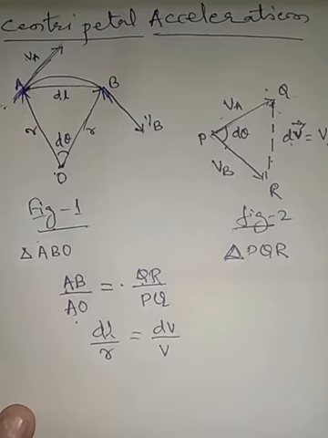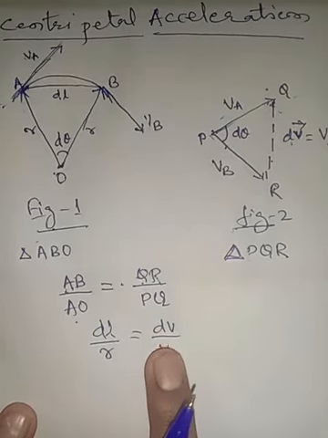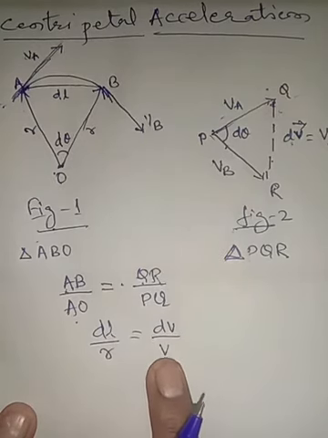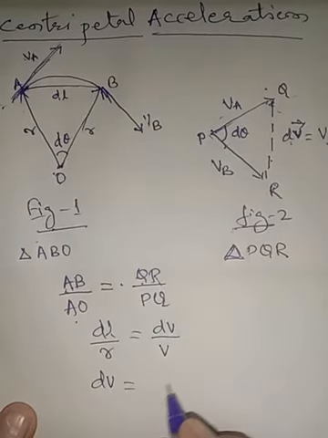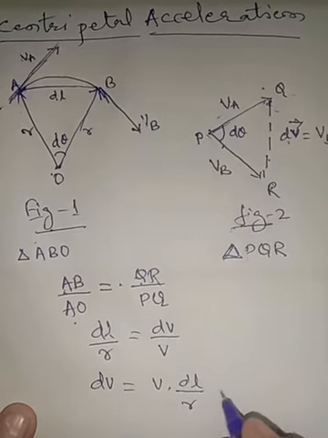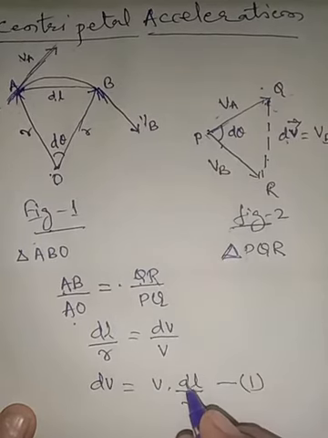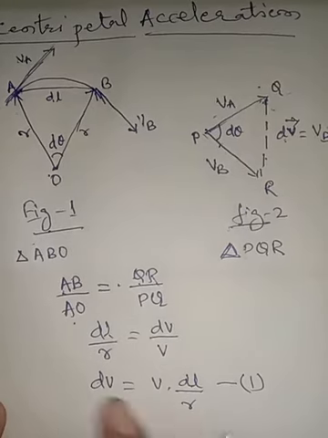Now what do we actually have to calculate? We have to calculate the velocity, in terms of a small amount dV. So we'll send this V to the other side. So dV is equal to V into dl by R. We'll give this as equation number 1. Now the value of dV has come.